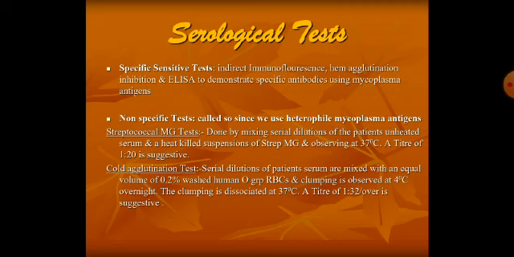So in both these tests, you can see that we are not using Mycoplasma antigens, but we are using a substitute for them to detect the level of antibodies against the Mycoplasma. So these are known as the heterophilic agglutination tests.